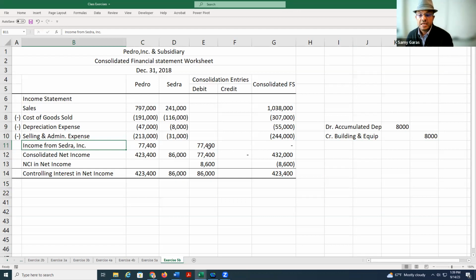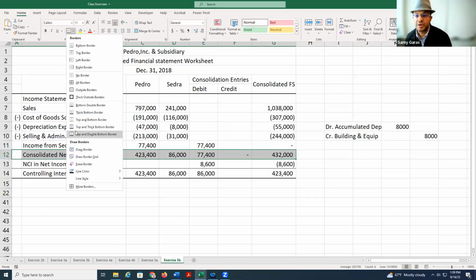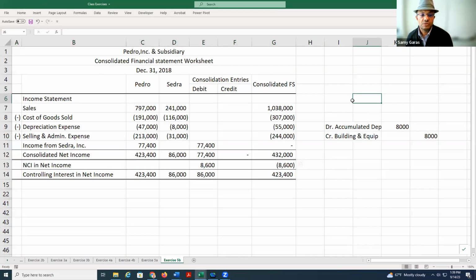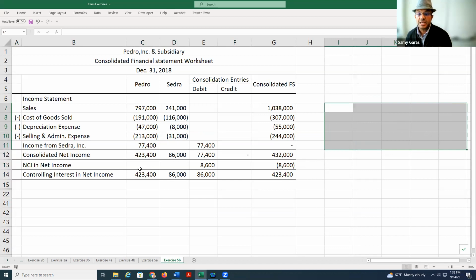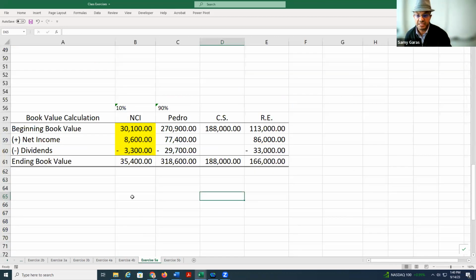Okay. So the consolidated net income here for the parent company, if you would like to make it, it should be equal that amount. So here, if I add sales minus plus, I get 423,400. The same thing for Sidra. The debit will be 77,400. And the consolidated net income, this one, 432,000. But I have the NCI in the net income, and this is what we find here.